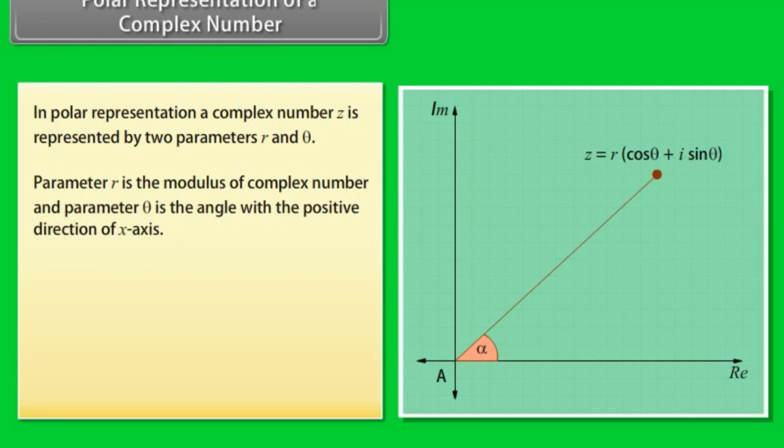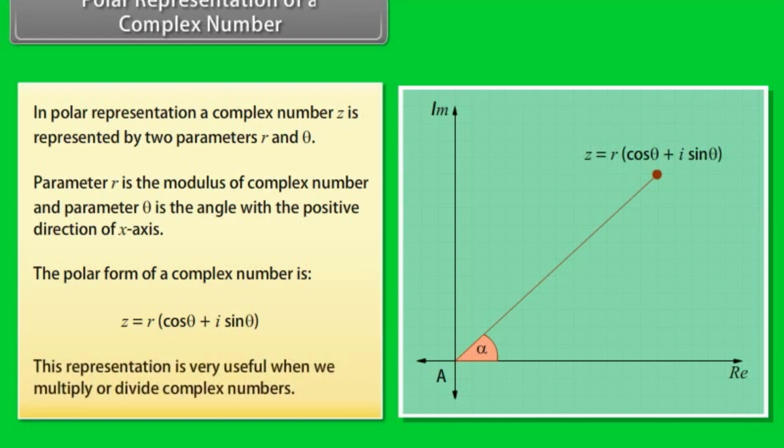Parameter r is the modulus of the complex number, and parameter theta is the angle with the positive direction of the x-axis. The polar form of a complex number is z is equal to r into cos theta plus iota sin theta. This representation is very useful when we multiply or divide complex numbers.